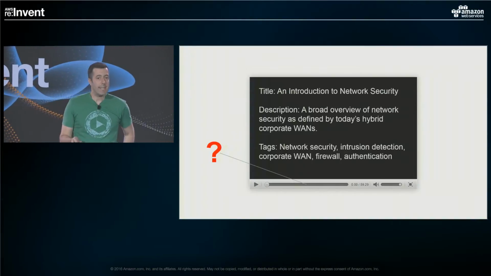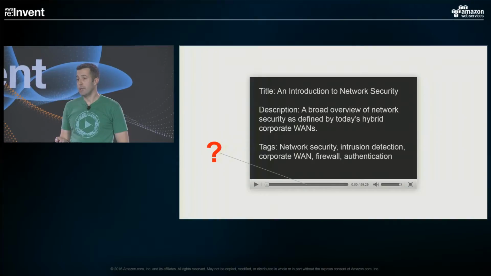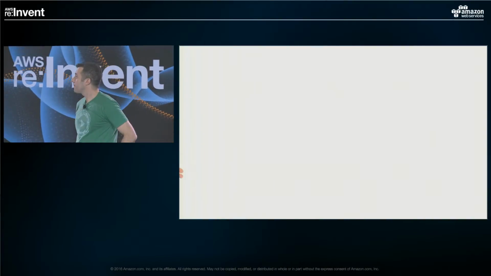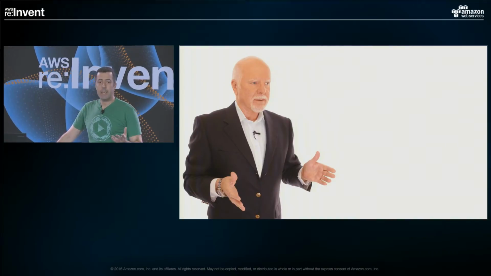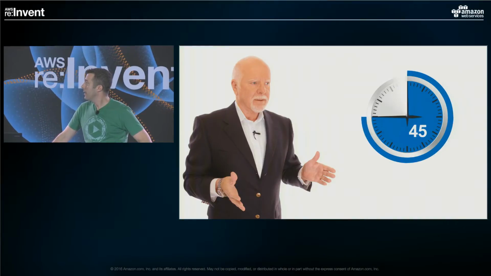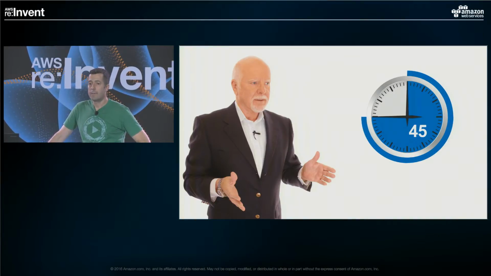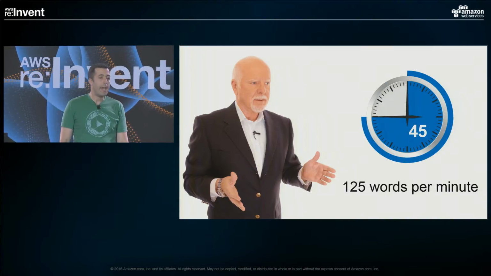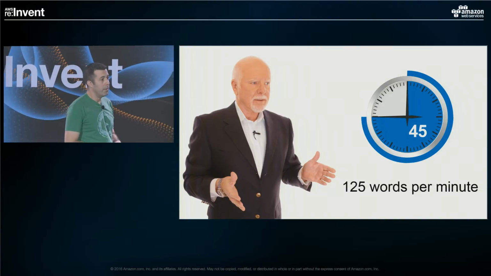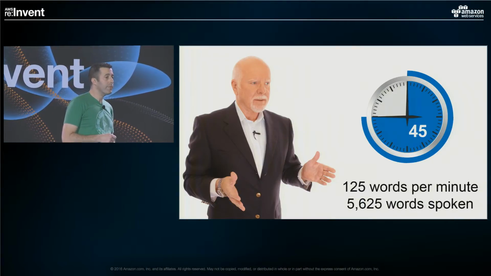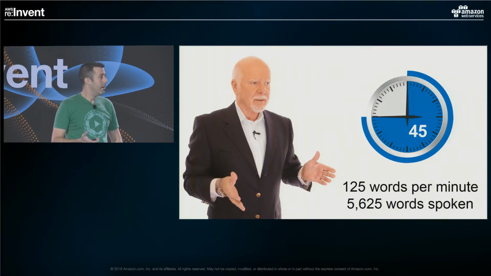All right, so let's look at an example of where tagging, even really good tagging, falls really short for finding a video. Let's use a CEO town hall event as an example. And let's say that the town hall event is 45 minutes in length. The CEO, who we see on screen here, is speaking at about 125 words per minute, which is average speaking pace. And so over the course of that 45 minutes, he's going to say over 5,000 words.